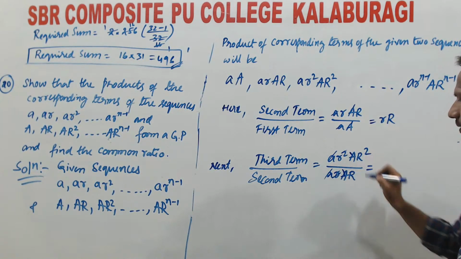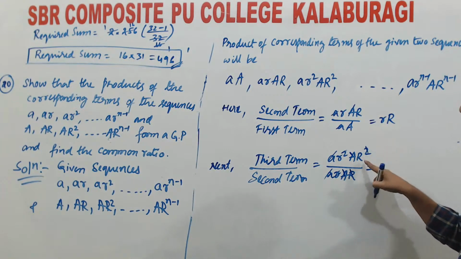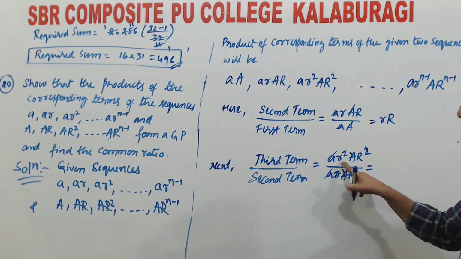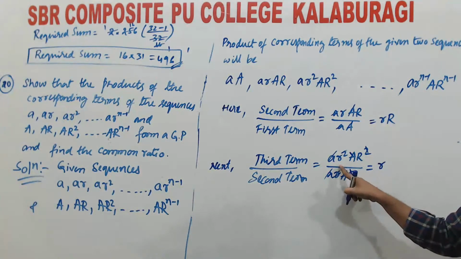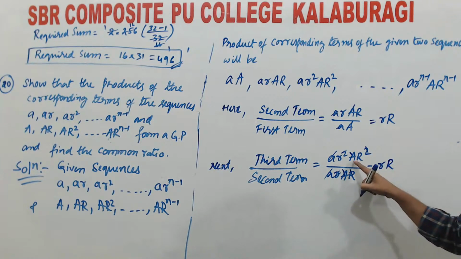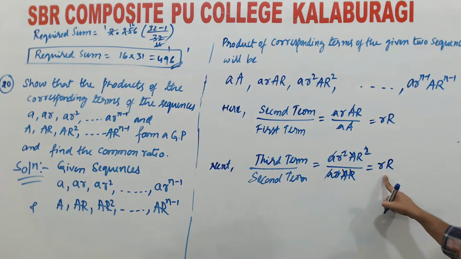A gets canceled, capital A gets canceled. Here, one time of capital R gets canceled in the numerator. So what is left out here? R gets canceled, one small r remains here. Here one capital R gets canceled, capital R remains here. Here A gets canceled, small a gets canceled. So what remains here? Common ratio R.